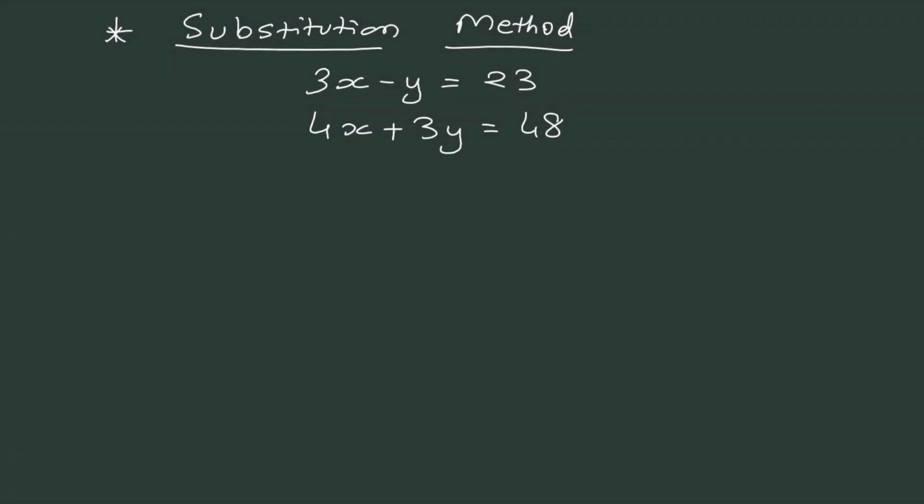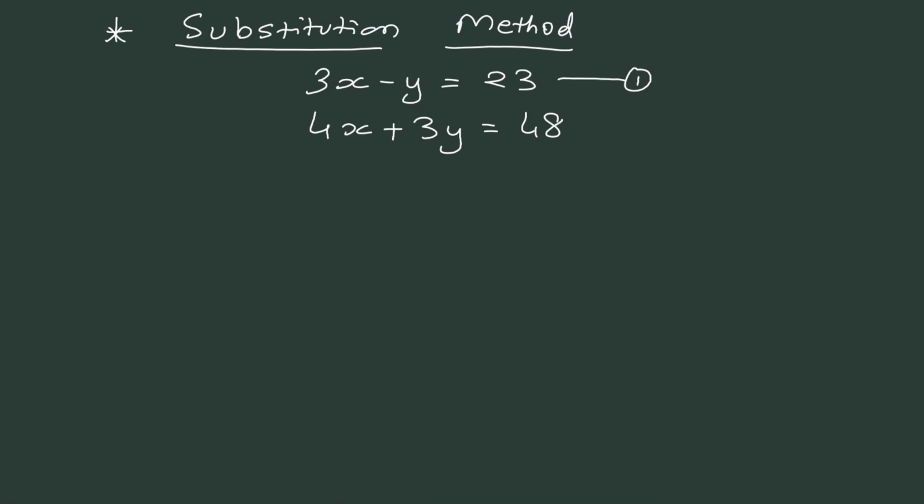Substitution method for solving simultaneous linear equations in two variables. You are given two equations. If the coefficient of any one variable is 1, then this method is appropriate. In equation 1, the coefficient of y is -1.